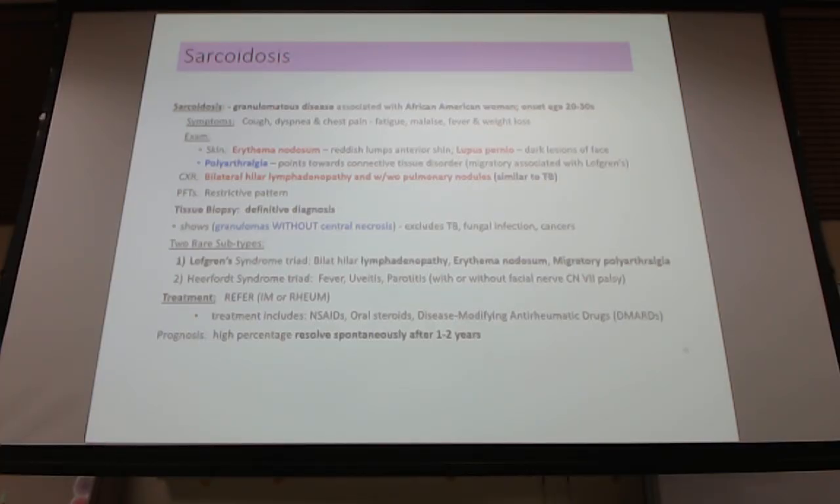Couple of unique things, again, it's just like that red currant jelly stuff. These are just buzzwords that, if you remember them, maybe it'll help you get a test question right on the PANCE. But erythema nodosum, again, is not unique to sarcoidosis. We see that in a lot of other diseases, but this could be a clue that we're talking about sarcoidosis. The lupus pernio, that is a little bit more unique. Those are those dark lesions on the face. Polyarthralgia, that's a migratory polyarthralgia.